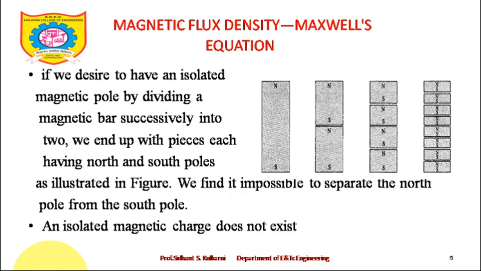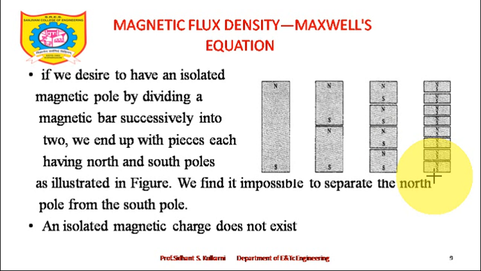Then if we desire to have an isolated magnetic pole, this is a very important concept to understand. Now let's have a certain magnet with a north pole and south pole. Let's cut it into two pieces, just like visible to you. Still I am having north and south. If I cut it further into 4 pieces, still I am having north and south. If I further cut it into 8 pieces, still north and south. What I mean to say is, I cannot separate the south pole from the north pole, and that's the reason why we say that a magnetic monopole does not exist.